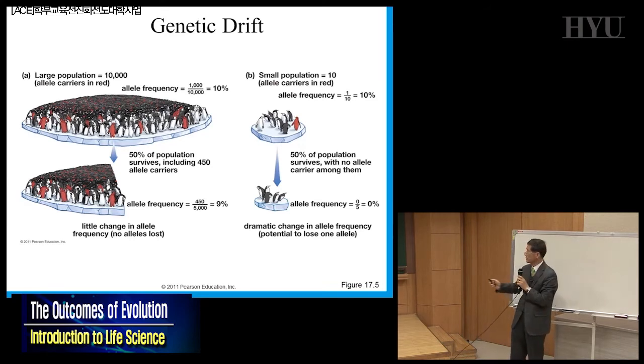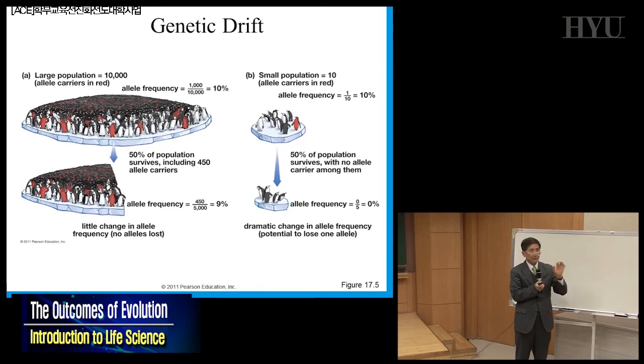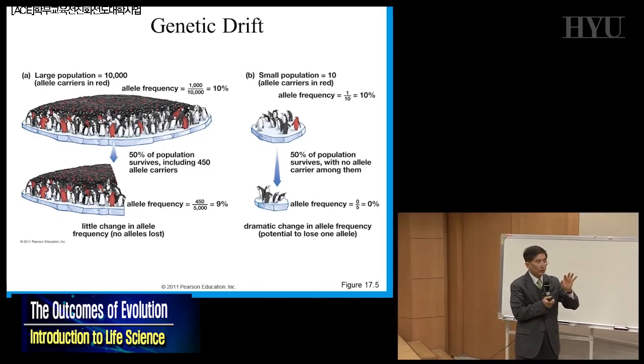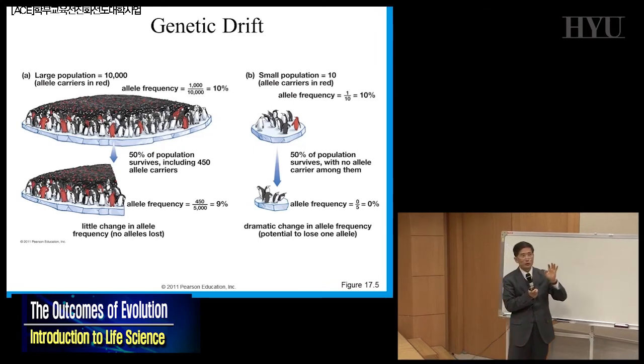If we consider a small population, let's say you have only 10 penguins, and still the same frequency, 1 out of 10 is the red one. And what happened is the ice broke and half fell off and they died. Now there's no more red penguin. So in other words, the allele frequency for the red one has been changed. That's called genetic drift. It's just by chance. The allele frequency is changed just by chance. They didn't mean it, but it happened. So the effect is much bigger on a small population.